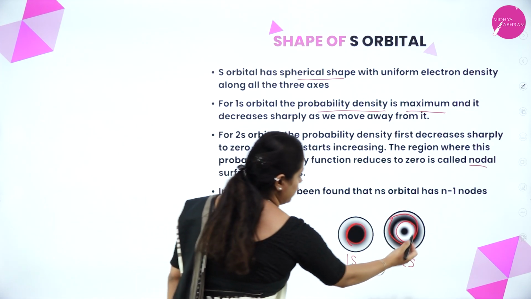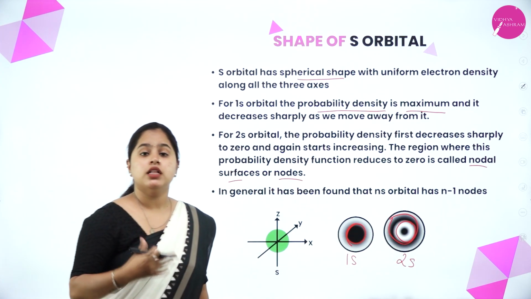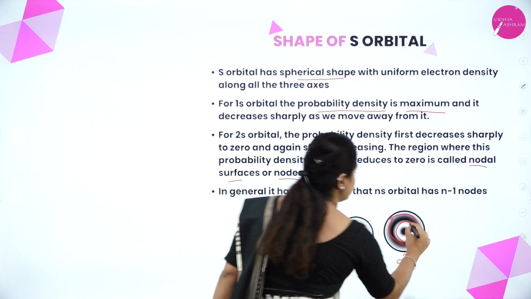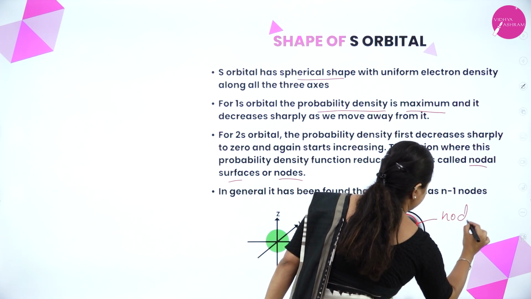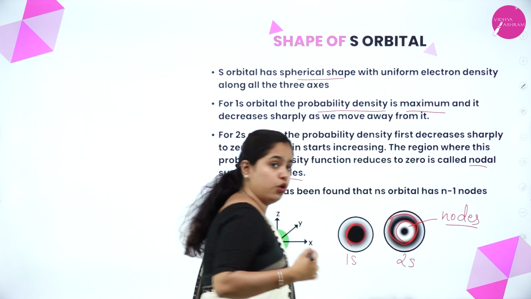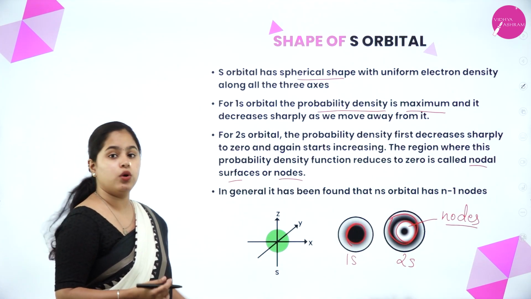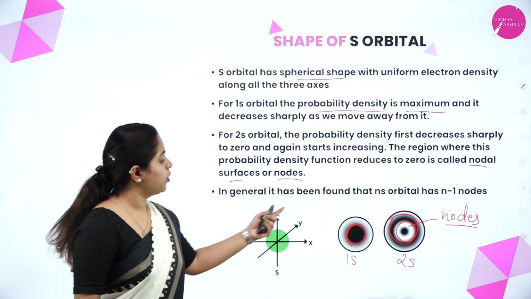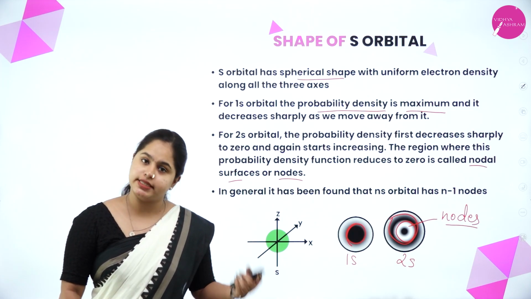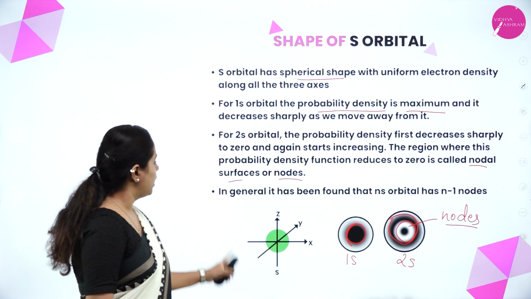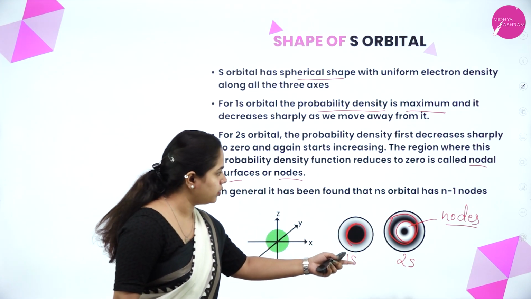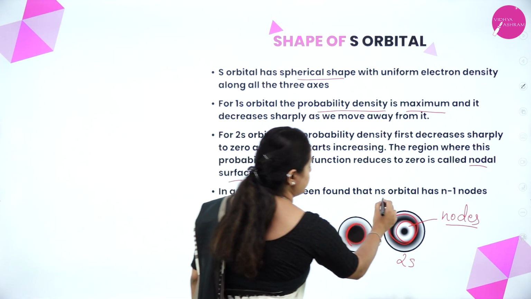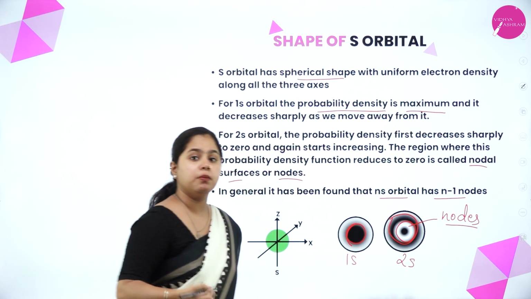So this area, the white region, where the probability of finding electron is 0 is called as nodes, or you can also name it as nodal surfaces. Clear? So the area in which the probability of finding electron is 0 is called as nodes. And in general, it has been found that ns orbital has n-1 nodes. So what does this mean? Ns orbital has n-1 nodes.